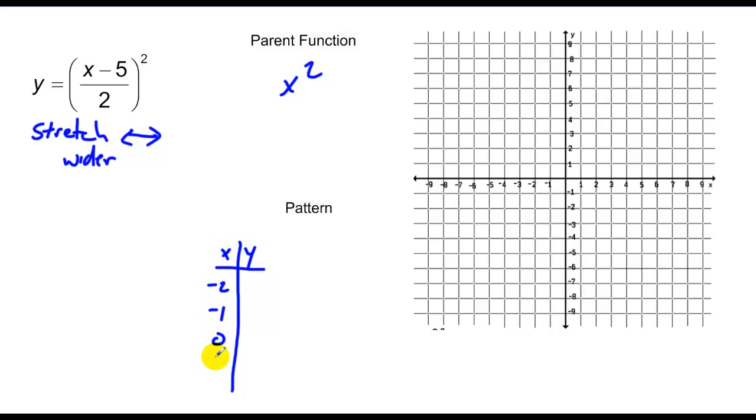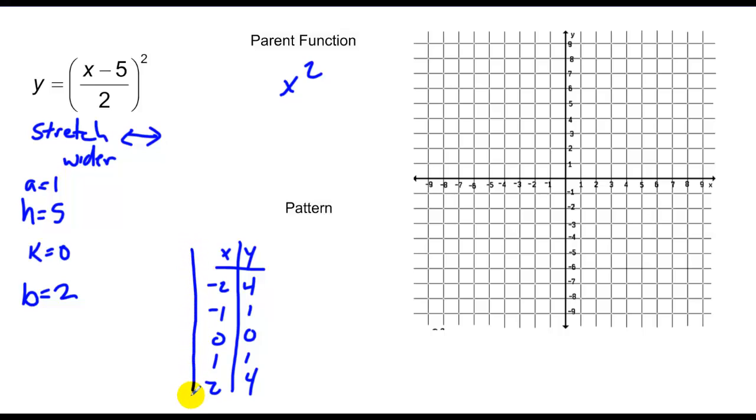-2, -1, 0, 1, 2, 4, 1, 0, 1, 4. In this case, inside the function, this has got to be my h value. It follows the subtraction, so h equals 5. Nothing on the outside, k equals 0. A equals 1. There's no vertical change to this as far as the stretch goes. But b in this case is now 2. And b stretches our x values, so now we're going to multiply all my x values by 2. That's giving me -4, -2, 0, 2, 4.